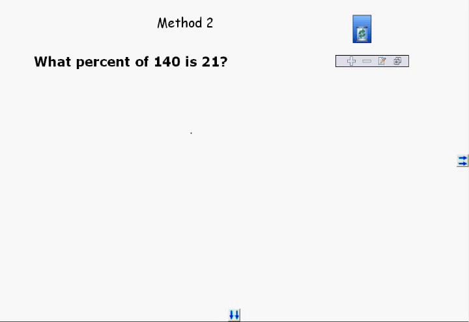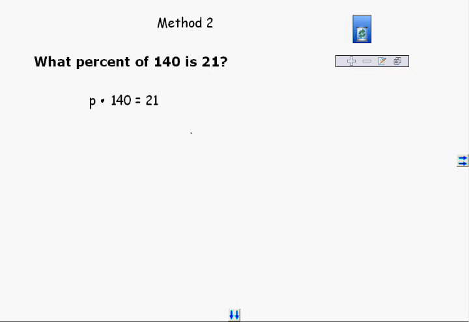So you have, what percent of 140 is 21? The percent we do not know, so we're going to use a variable for that, P. Of means to multiply. You have 140. Is means equal, 21. So here's your equation. P times 140 equals 21.